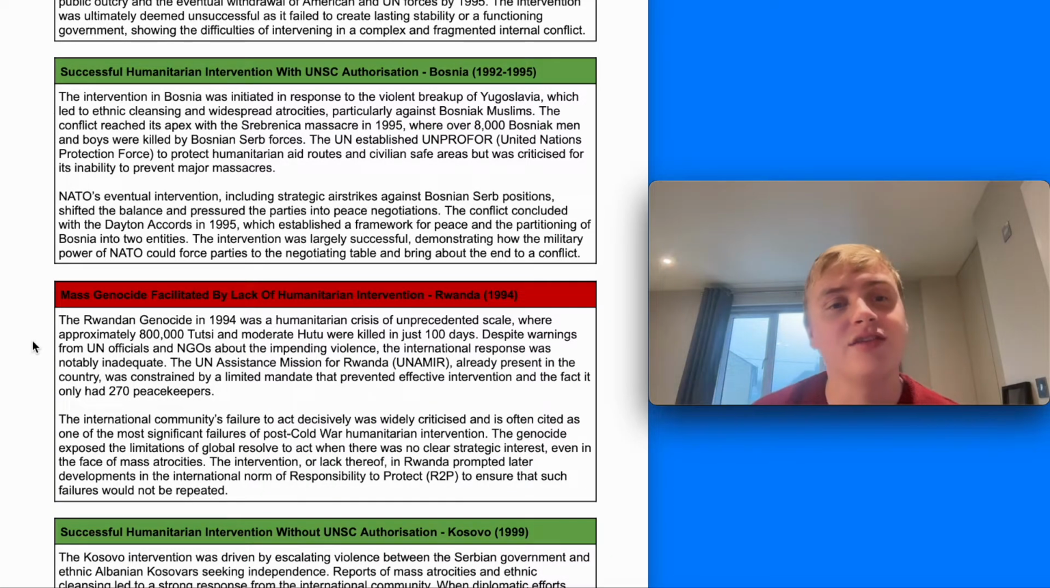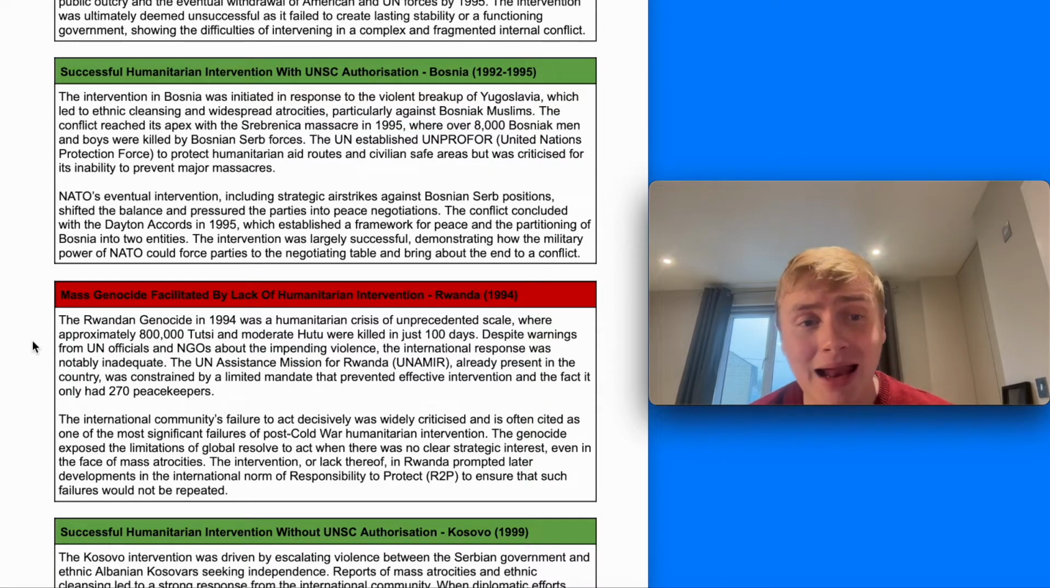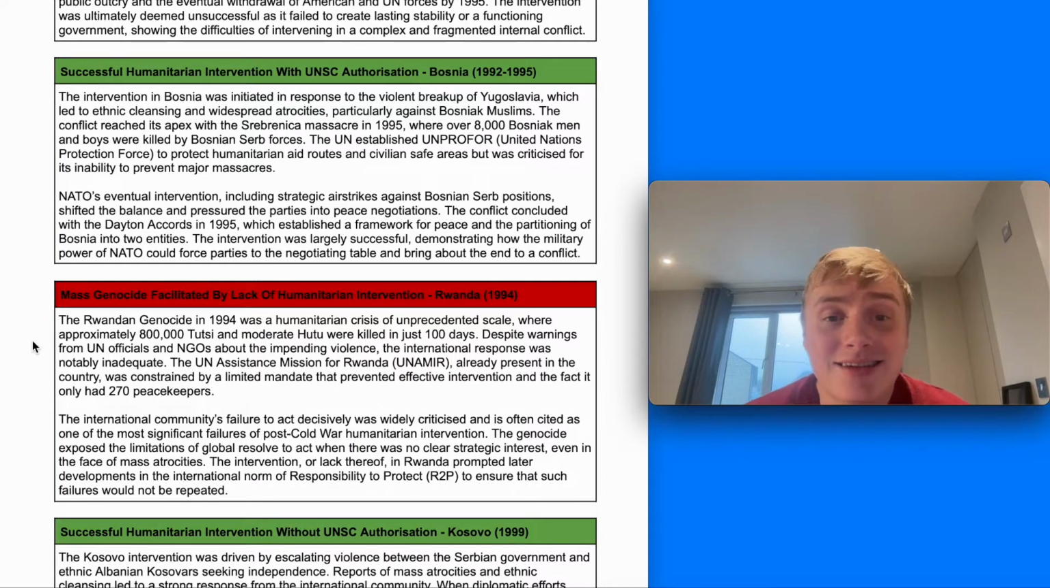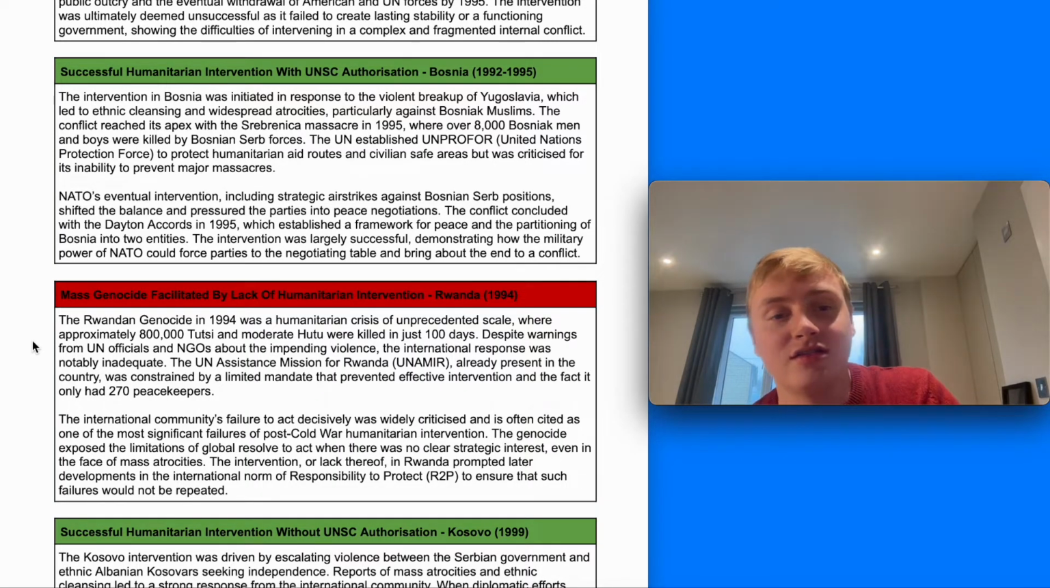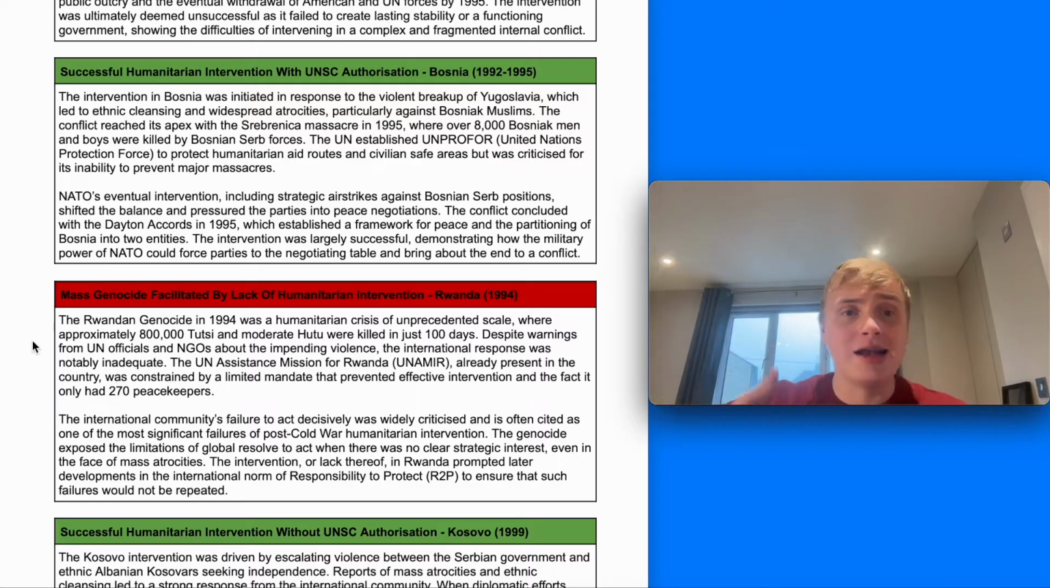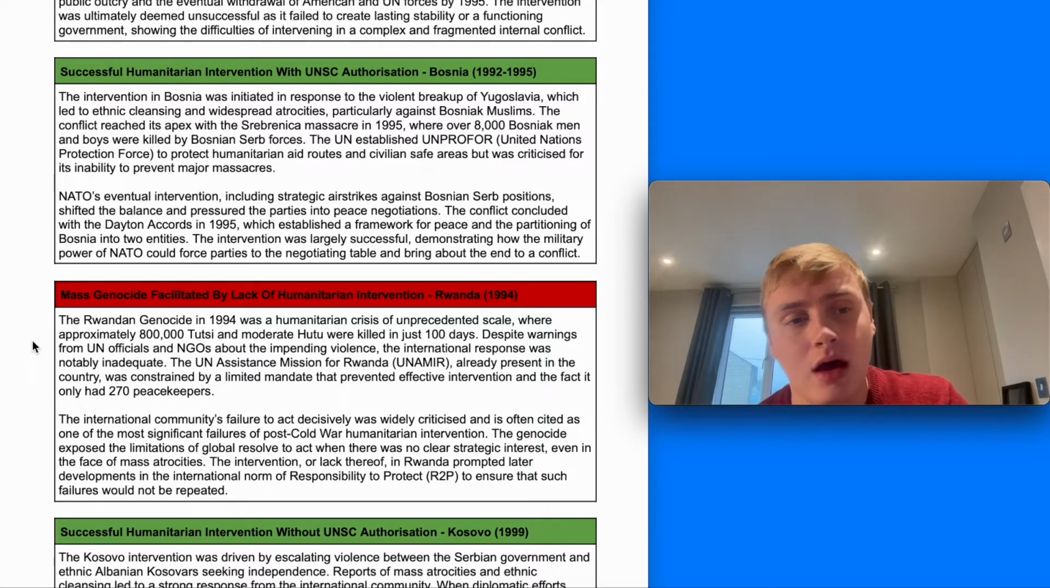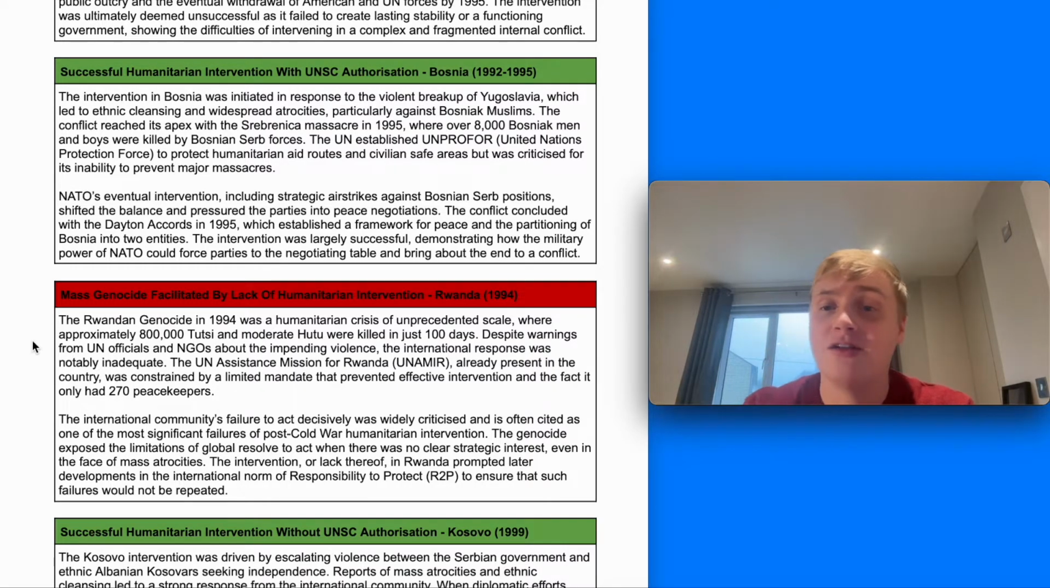NATO did eventually intervene, though, after this, including strategic airstrikes, which shifted the balance and pressured parties into peace negotiations. It ended the conflict with the Dayton Accord in 1995, which established a framework for lasting peace and the partitioning of Bosnia. So this intervention by NATO, authorised by the UN, was largely successful, demonstrating how the military power of NATO could force parties to the negotiating table and bring about the end to a conflict.